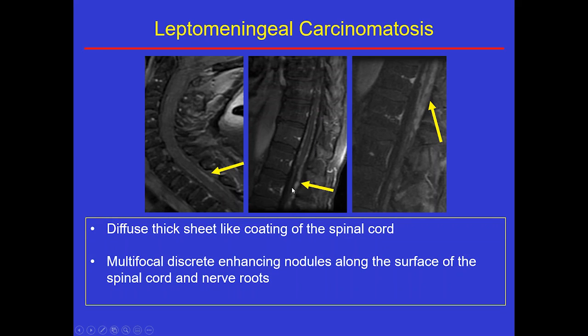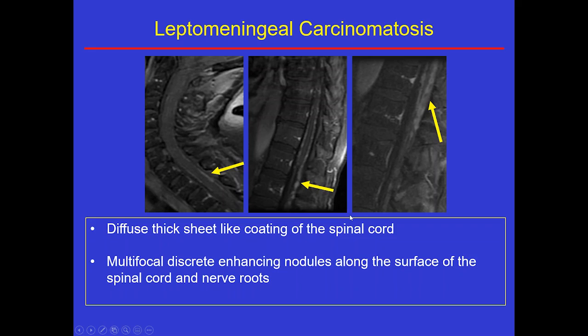You can see these multifocal areas of discrete enhancement in a nodular type fashion along the surface of the cord here, as well as along the nerve roots more distally here. And then again, that diffuse thick sheet-like coating of the spinal cord.